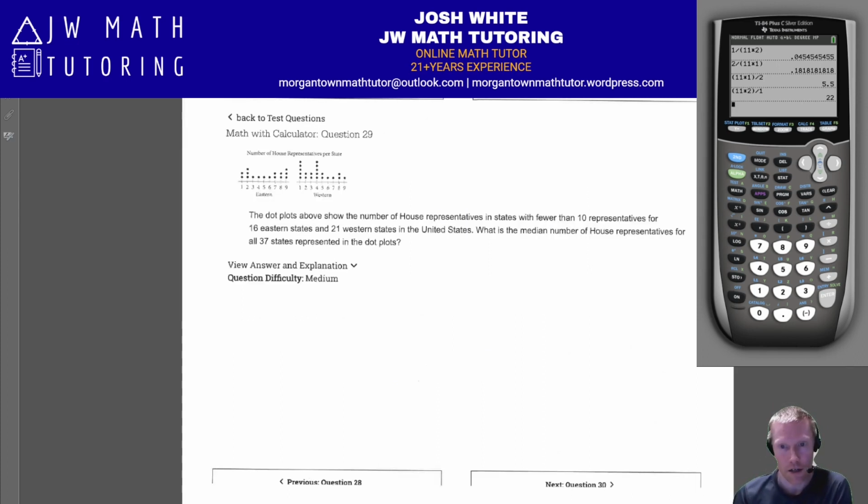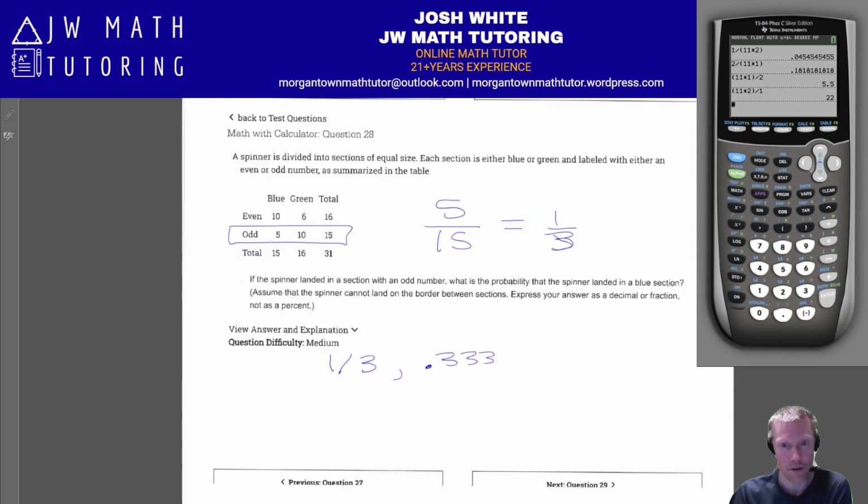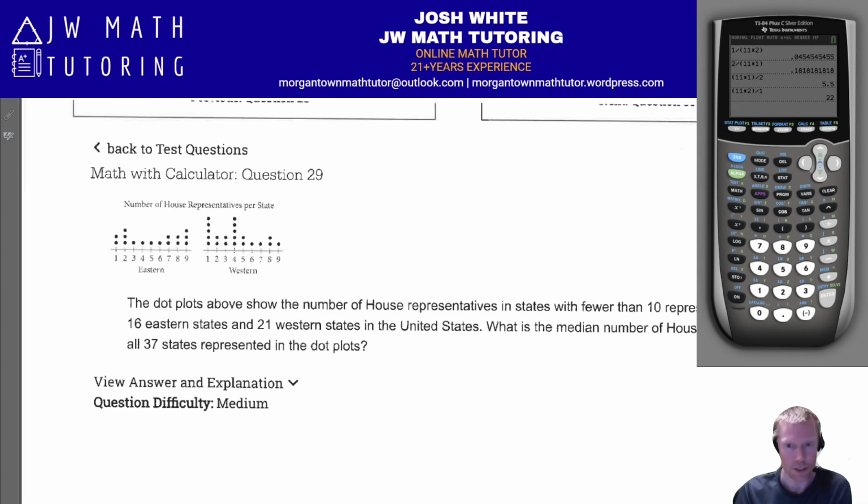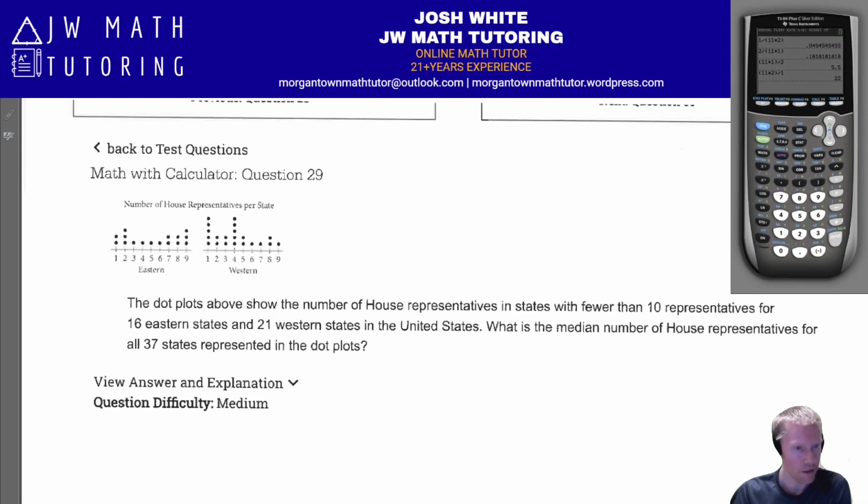Question number 9, here they have another question about the U.S. House of Representatives. And there are 2 dot plots here. I'll zoom in just so they're much larger and much easier to see. Okay, now we can still see the question there. All right, so we have these 2 dot plots. One is for eastern states, one is for western states. And they want to know the median number for all 37 states represented in the dot plot.